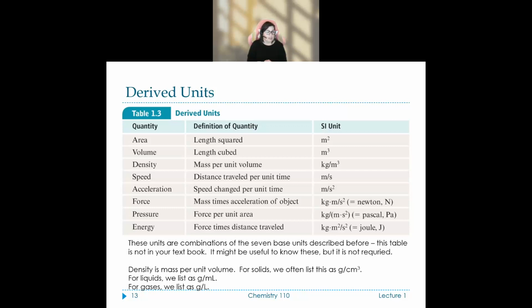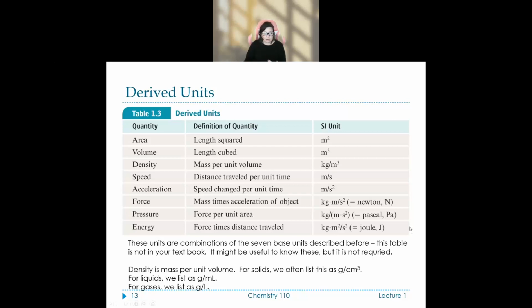Density here is listed as kilograms per meter cubed. We don't usually use that. Density is a mass per unit volume. For solids, we often list this as grams per centimeter cubed. For liquids, typically grams per milliliter, and for gases, grams per liter. Okay, I need you to understand that all of these are derived from our base units. The units are combinations of the 7 base units described. And so it's just something that we can do.